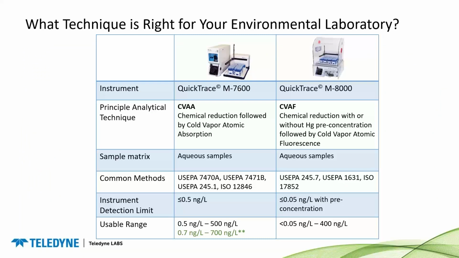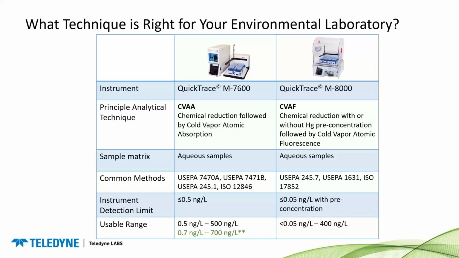So this chart is an overview of the two instruments as offered by Teledyne Leeman Labs for mercury analysis. The QuickTrace M7600 operates using the principle of cold vapor atomic absorption. It measures total mercury concentrations in aqueous samples following an online chemical reduction of the sample. The typical instrument detection limit is less than 0.5 nanograms per liter, and it has a usable range between 0.5 and 500 nanograms per liter. We also have a green chemistry tubing harness available to save on reagent consumption, and that widens the range a bit to 0.7 to 700 nanograms per liter.